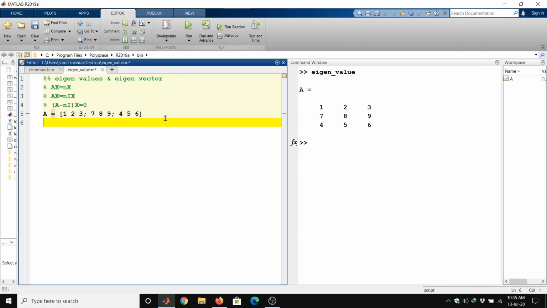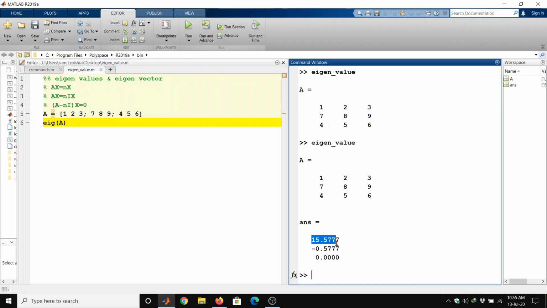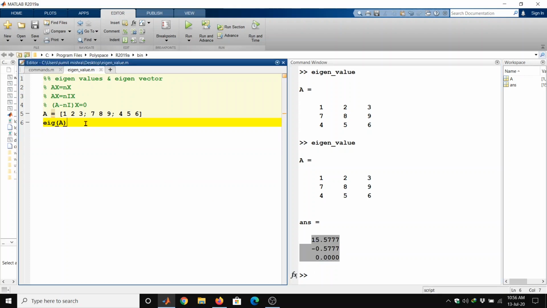So we can use the command EIG for finding the eigenvalues of matrix A. EIG of matrix A. If we run it, from here we can see the eigenvalues of the matrix A are 15.5777, minus 0.5, and 0.0. So these are the three eigenvalues of the matrix capital A.